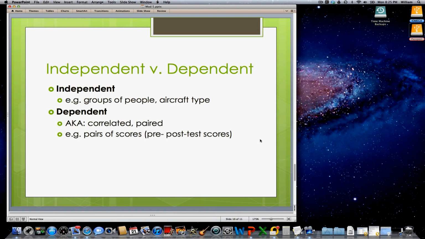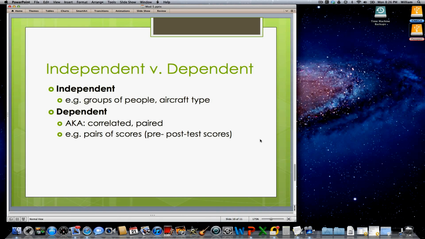And then finally, this notion of dependent versus independent types of t-test. An independent t-test is where you're comparing groups of people or different aircraft. So, for example, men versus women, minority versus non-minority, enlisted versus commissioned. Just independent groups of people. Aircraft type, is it a jet engine or prop? Is it a 747 or 777? Just groups of things where you're going to be computing some mean.